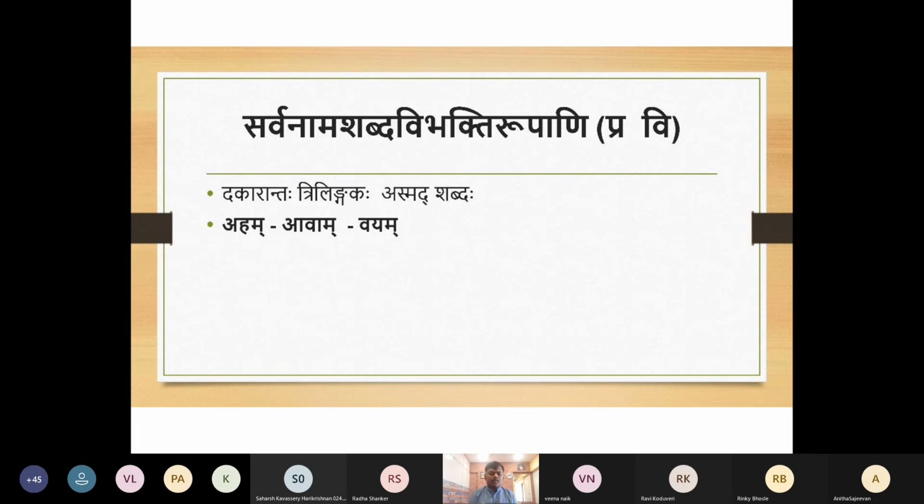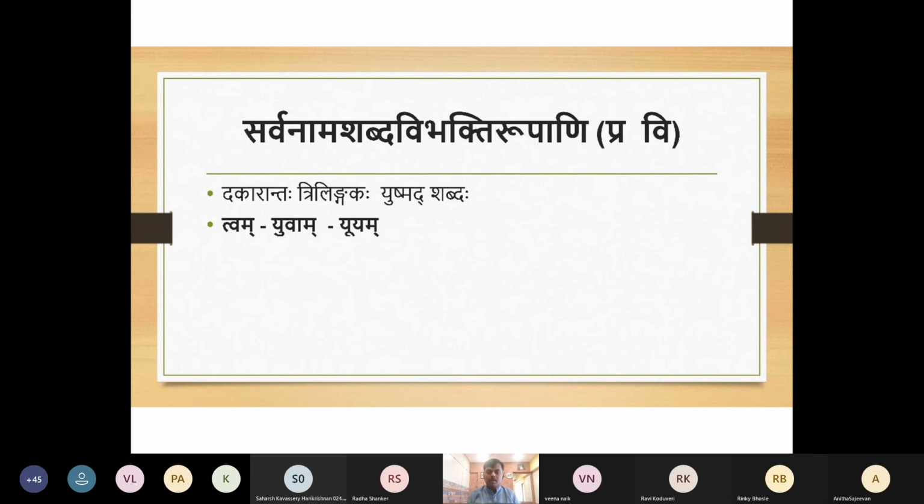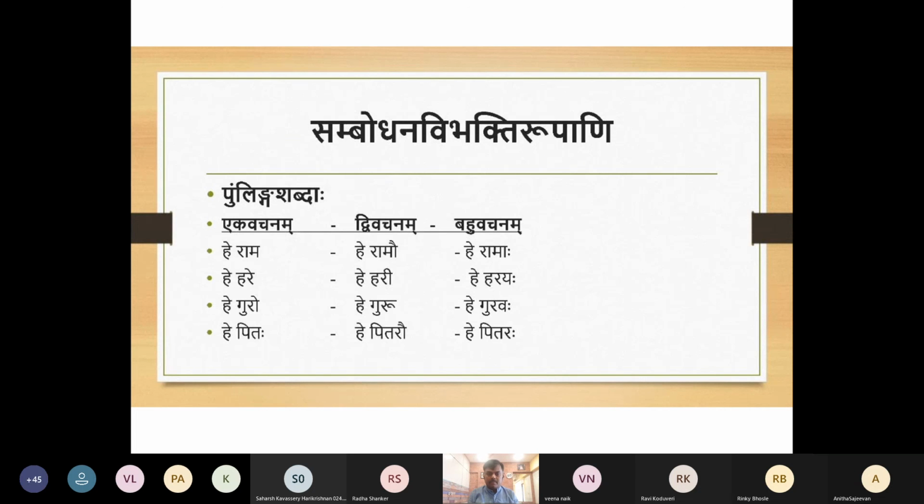Dagaranta Trilinga Asmat shabda I taught you. Aham, Avam, Vayam. Aham is I, Avam is I and one more, Vayam is all of us. Tvam, Yuvam, Yuyam. Tvam is you, Yuvam is you two, Yuyam is you all. These are all Prathama Vibhaktis.